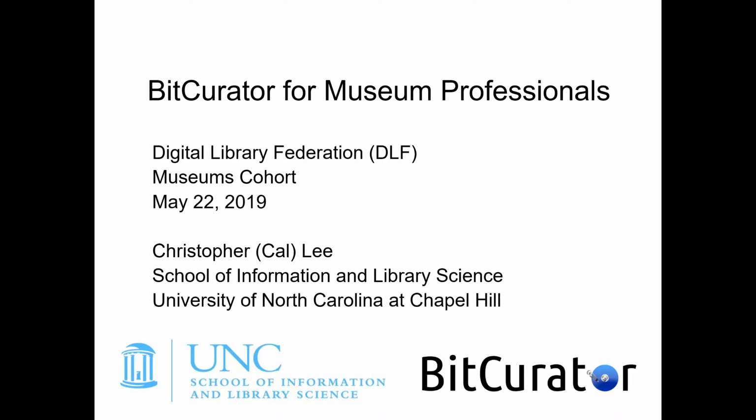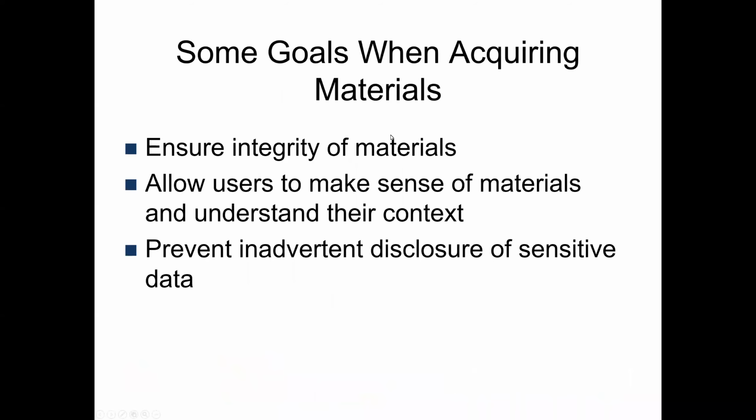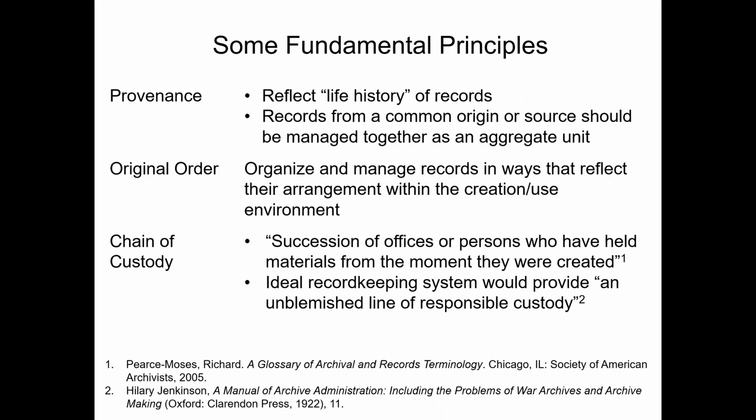I wanted to start out with a little motivation for thinking about the goals that libraries, archives, museums, and cultural institutions have when acquiring materials. We want to ensure their integrity, allow users to make sense of them in terms of the context that they sit within, and also prevent inadvertent disclosure of things that might be sensitive, whether they're related to donors or to people associated with records or objects in museum collections. And the same fundamental principles really apply.